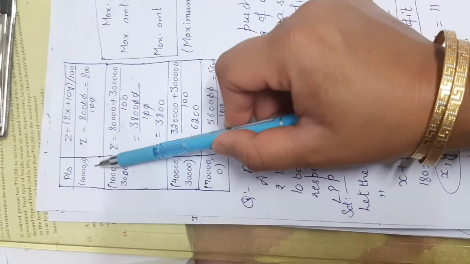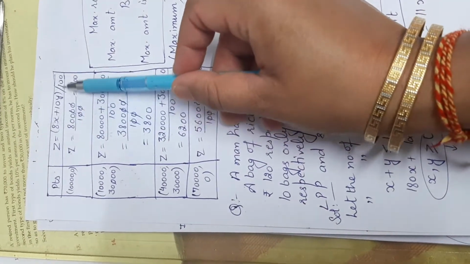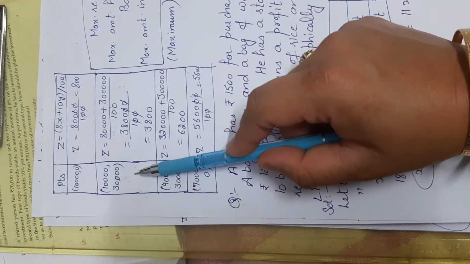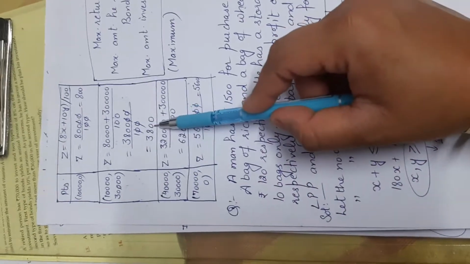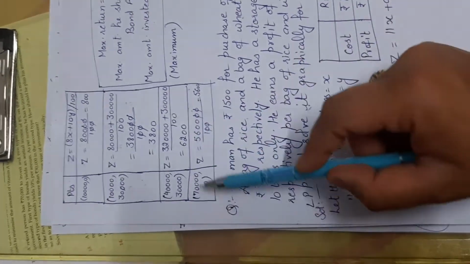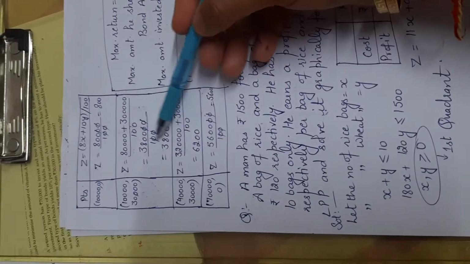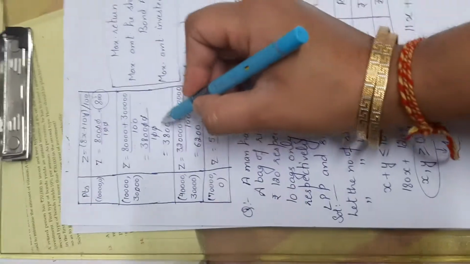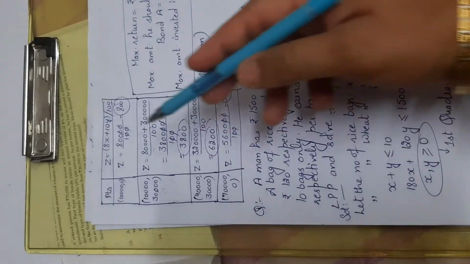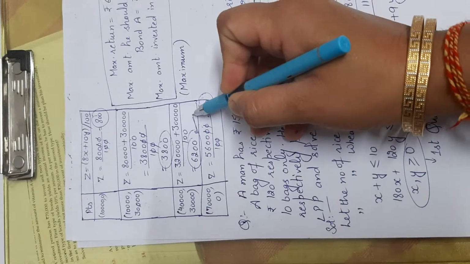At 10,000, 0, Z's value is 800, because Z was (8x plus 10y) divided by 100. Calculating, the value is 800. At 10,000, 30,000, the Z value is 3,800. At 40,000, 30,000, the Z value is 6,200. And at 70,000, 0, the Z value is 5,600. From all these values, the first is 800, the second is 3,800, the third is 6,200 and the last is 5,600. Of all four values, we see that 6,200 is the maximum value.